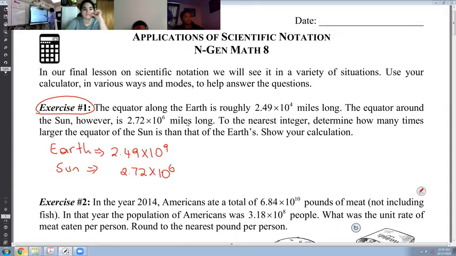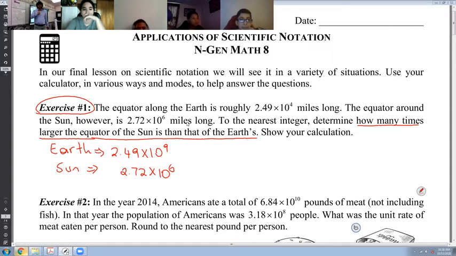So to the nearest integer, determine how many times larger the equator of the sun is than that of the Earth. How many times larger? All right. I have $100. You have $50. How many times do I have more than you?